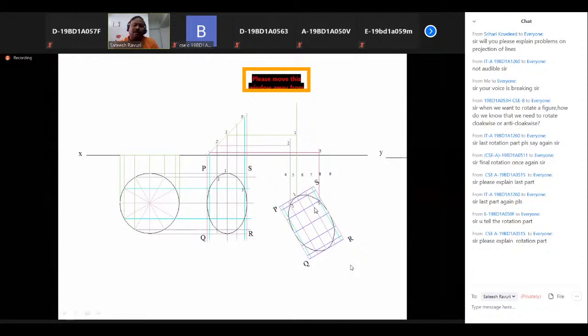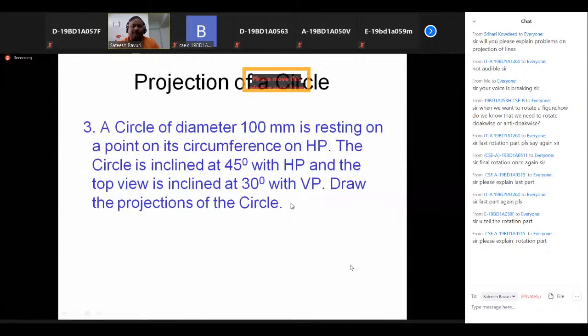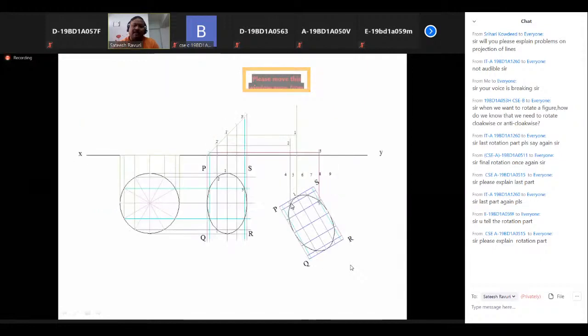Now this PQRS should be rotated to an angle of 30 degrees with VP. So 30 degrees with VP. Now, as it was not given which side is to be inclined at 30 degrees, here PQ is inclined at 60 degrees, but PS is inclined at 30 degrees. So in either way, you can take, no problem. If you want to take PQ inclined at 30 degrees, you can, or else you can make PS inclined at 30. As it was not clearly mentioned in the problem, either way you can rotate it.